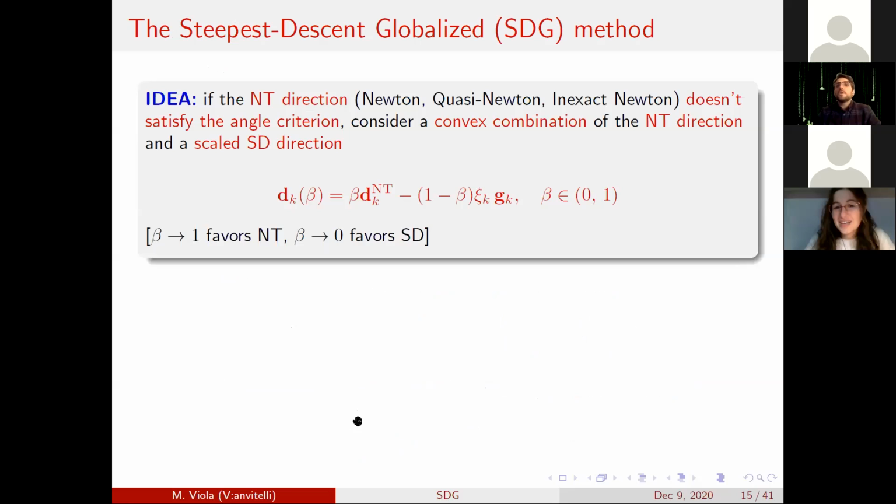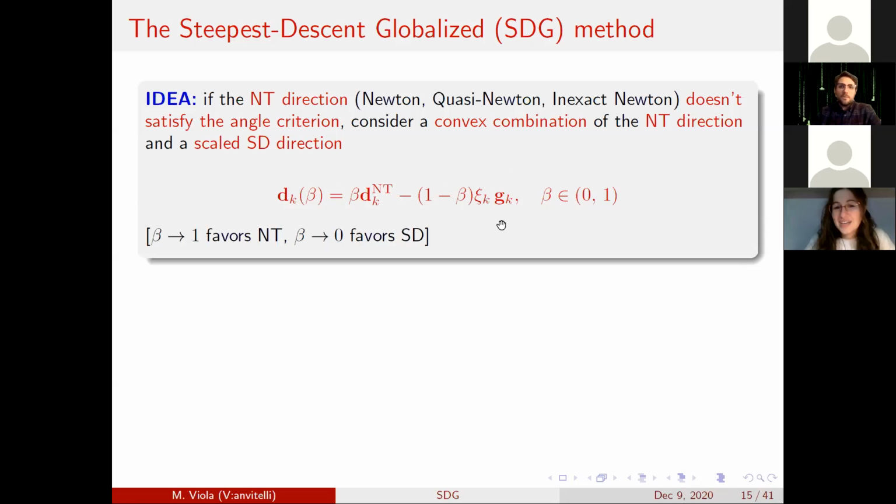So what can you do? You can consider a convex combination between the Newton direction and the steepest descent direction, so the gradient direction. You can take a direction dk dependent on a certain scalar beta, which is the coefficient of this convex combination. If you take beta equal to 0, you will get the gradient direction; equal to 1, you will get the Newton direction.